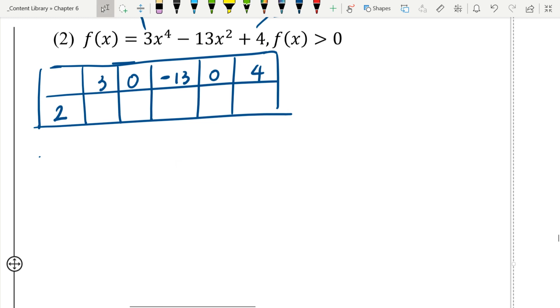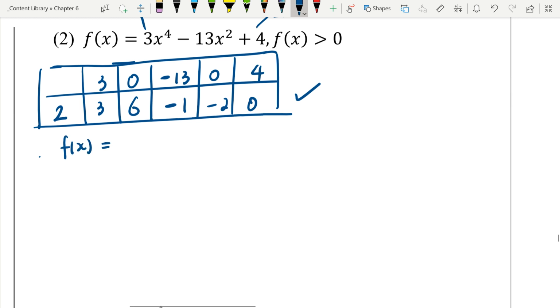Okay, what's the first one? 3, then 6. Next one? Yeah, 12. Negative 1 and negative 2. 0. Okay, this one works. But remember, this is a quartic, right? So the factor of f(x) will be x minus 2, and 3x cubed plus 6x squared minus x minus 2 will be the factor left over.